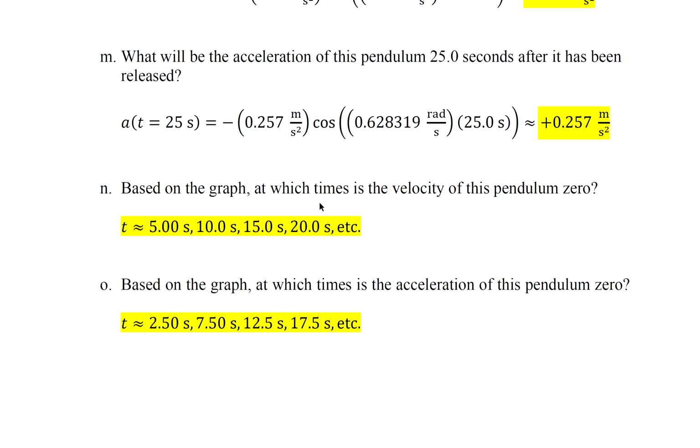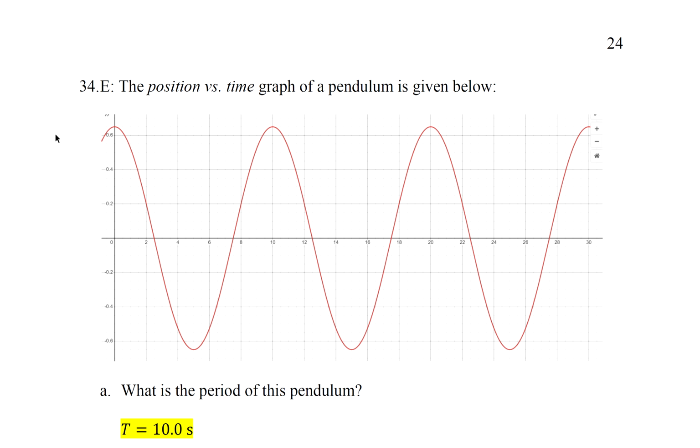And when is the velocity 0 based on the graph? Well, the velocity is 0 when the slope is 0. The slope is 0 at 0, 5, 10, 15, 20, 25, 30 seconds.